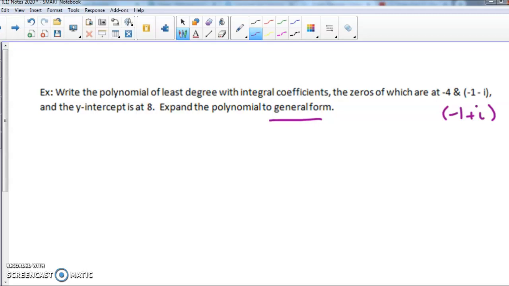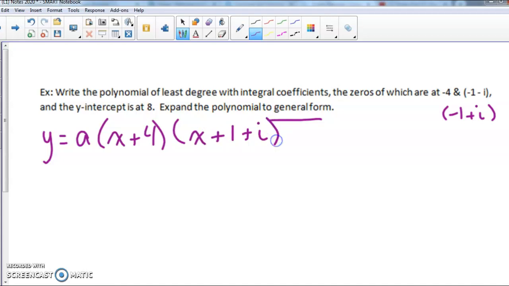So if I go to start this process, this would look like y equals a. The 0 at -4 gives me x plus 4. The 0 at -1 minus i gives me, remember, it's about distributing that negative, so it's going to look like x plus 1 plus i and x plus 1 minus i.